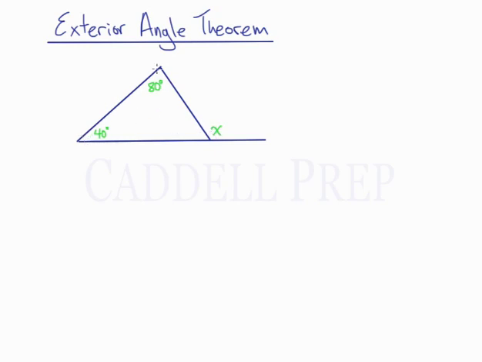Well, in a triangle we know that these all add up to 180 degrees. So we have 80 plus 40 is 120. So we find this missing angle here by subtracting 120 from 180. We get that this is 60. So this angle here is 60 degrees.